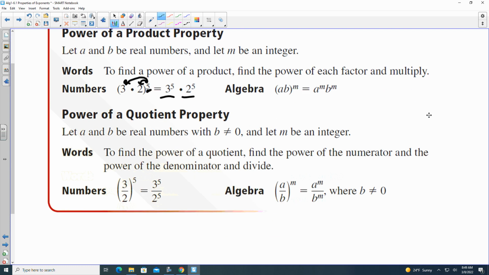That also works in a quotient. So I have 3 halves here in parentheses, and it's also raised to the fifth power. So this fifth power gets attached to both the 3 and the 2. So that's where I get this simplified expression there.